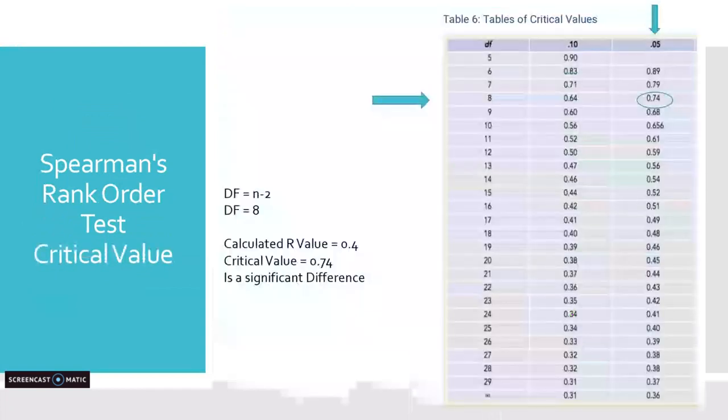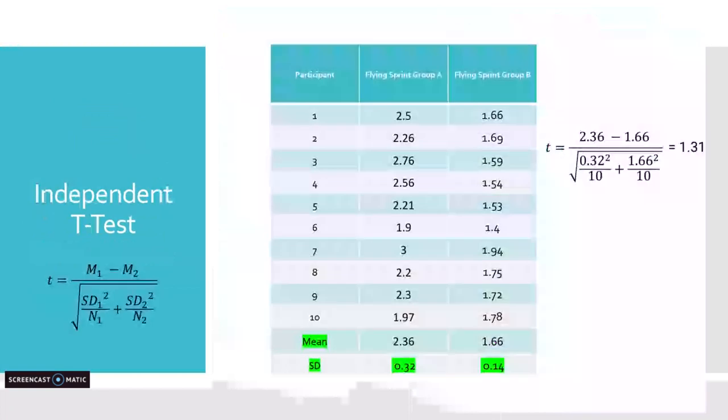And again, you put this into the table of critical values, and it will show you if there's a significant difference or not. And we get a critical value of 0.74, and it does show that there's a significant difference.